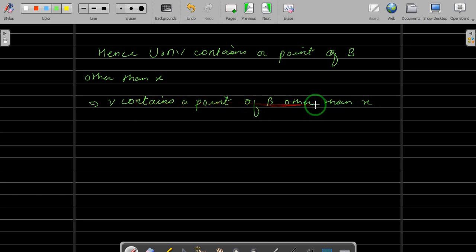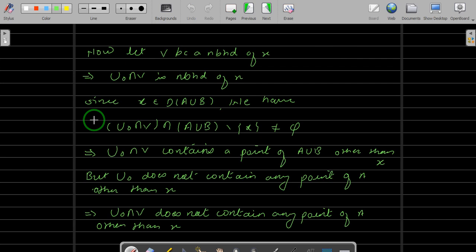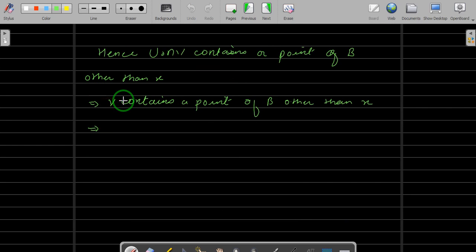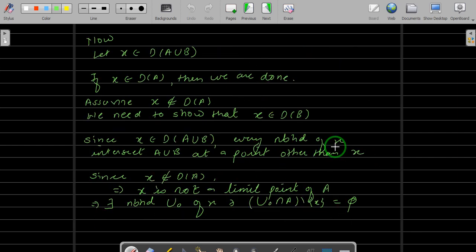And if V contains a point of B other than x, what was V? We took V as some arbitrary neighborhood of x, and we proved that an arbitrary neighborhood contains a point of B other than x. This implies x belongs to the derived set of B, and this implies x belongs to the derived set of A union the derived set of B. Let us take this as equation number double star. And what equation did we take first?